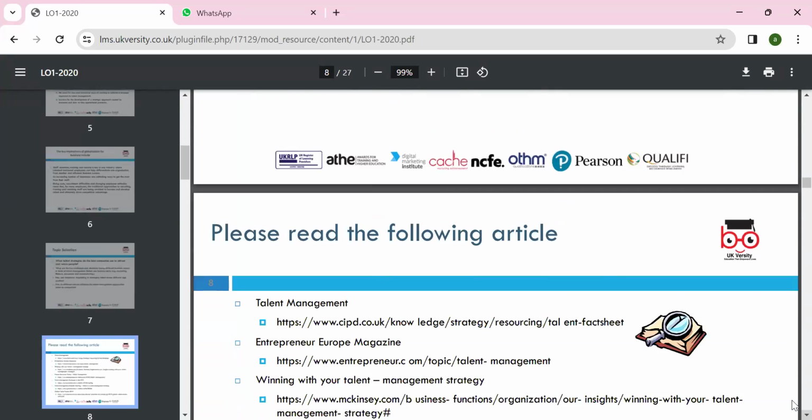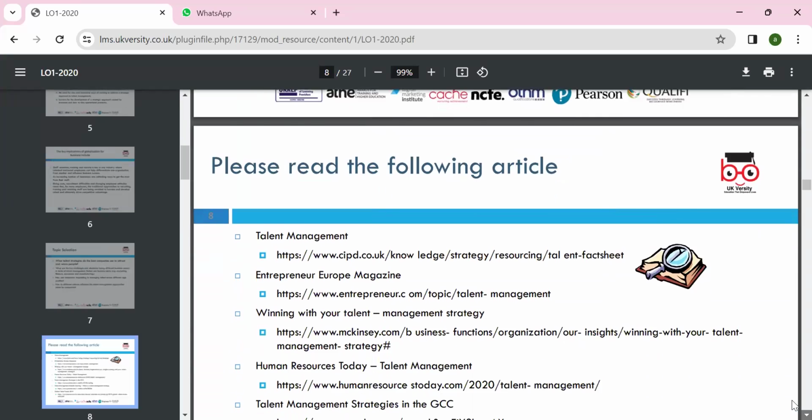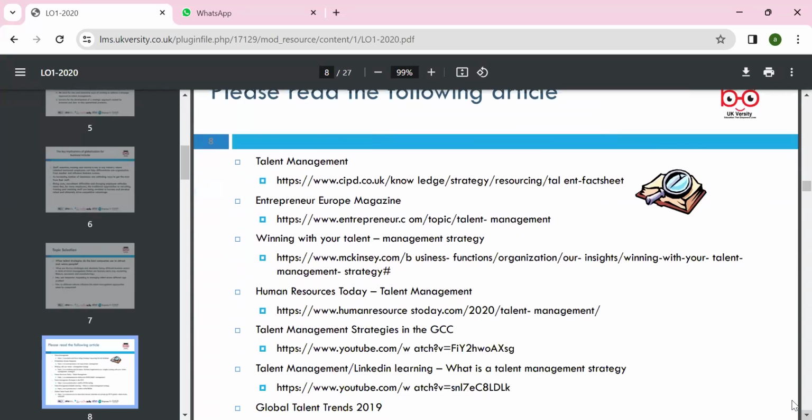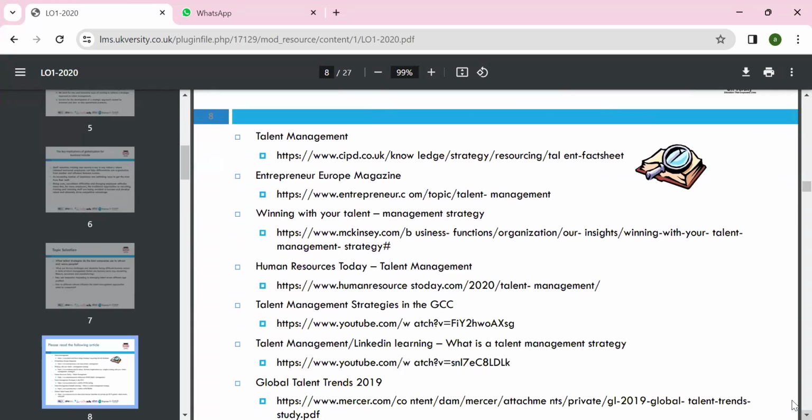So that can be our objective. Following articles, these are all articles about that. So we can look around CIPD. What is CIPD? It is called the Chartered Institute of Personnel and Development.